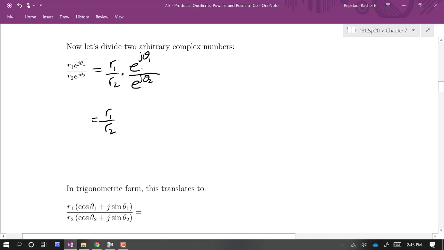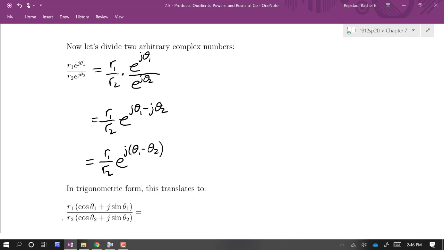Now, when we're dividing with the same base, we get to subtract the exponents. So this is e to the j theta 1 minus j theta 2. Or in the exponent, now I have that common factor of j, so I'm going to factor that out. So we end up with r1 over r2 times e to the j theta 1 minus theta 2. We could see why this is true using that exponential form. Kind of gives us a lot of insight into how we do this.